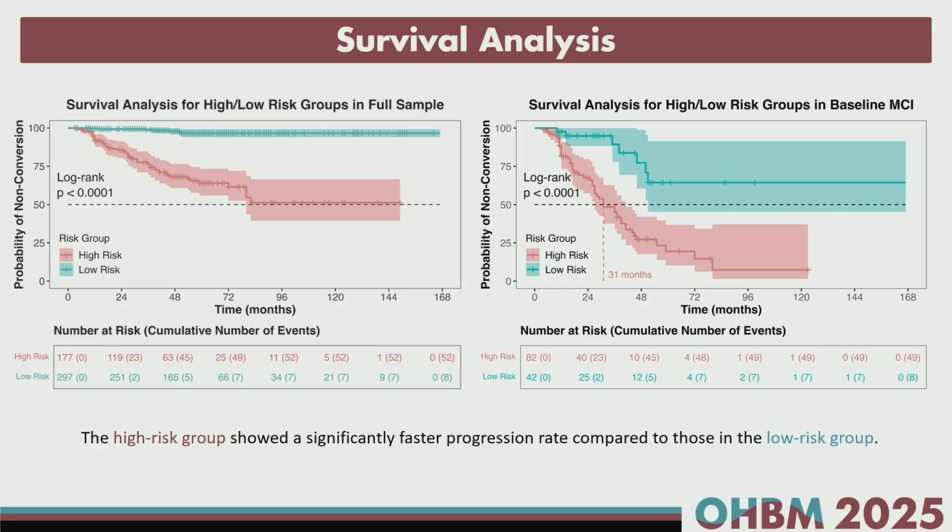The red lines indicate the high-risk groups and the blue lines indicate the low-risk groups. We can find that, either in the full sample or in the MCI sample, the high-risk groups show a significantly faster progression rate compared to those in the low-risk groups.